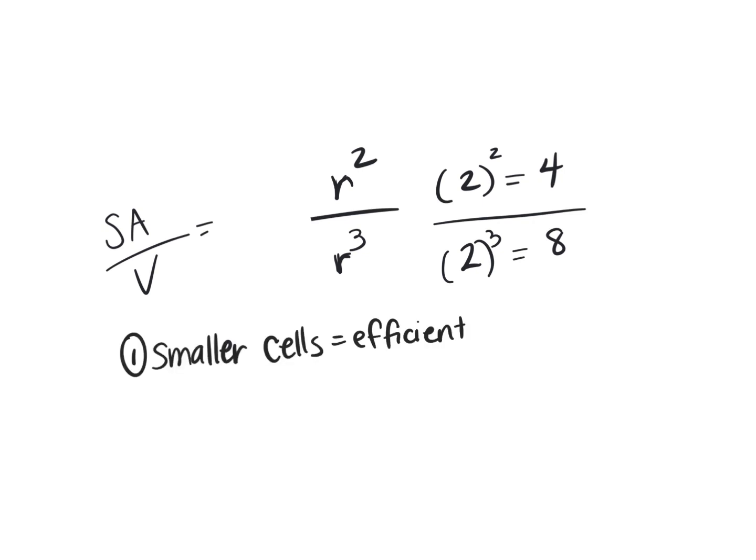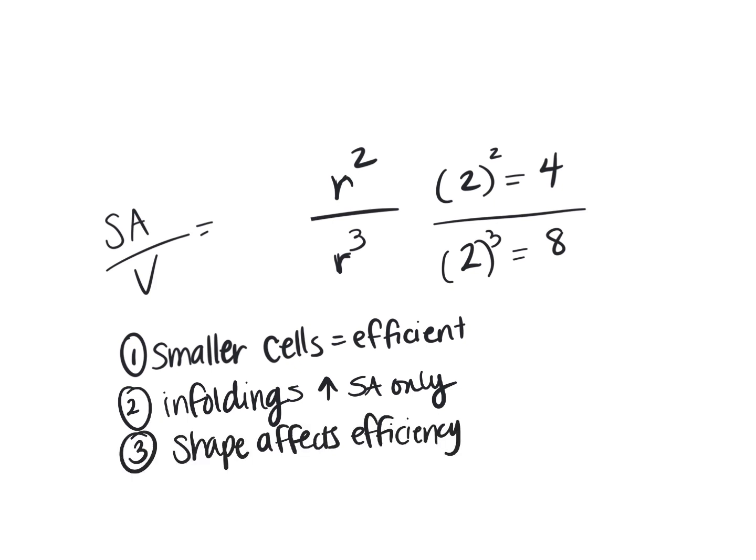Another way we can keep the cells efficient is figuring out a way to change the surface area without changing the volume. This can be done by infolding the plasma membrane. And then the last way we can try to keep a cell as efficient as possible is by changing the shape of the cell. And as we saw in the graph, the most efficient cell is going to be the column shape because it has the highest surface area to volume ratio.